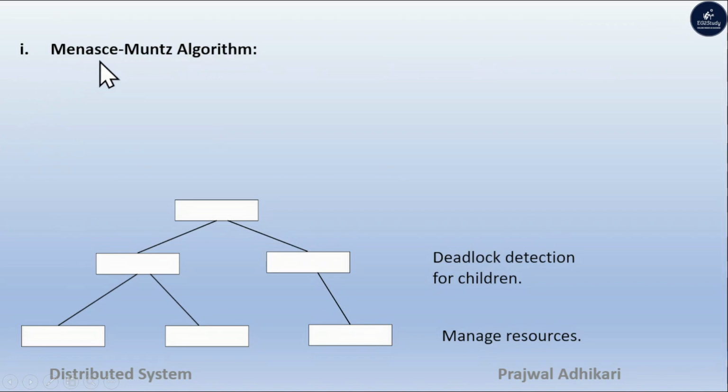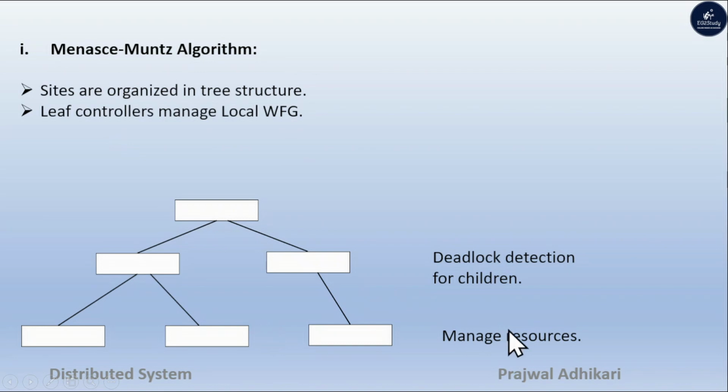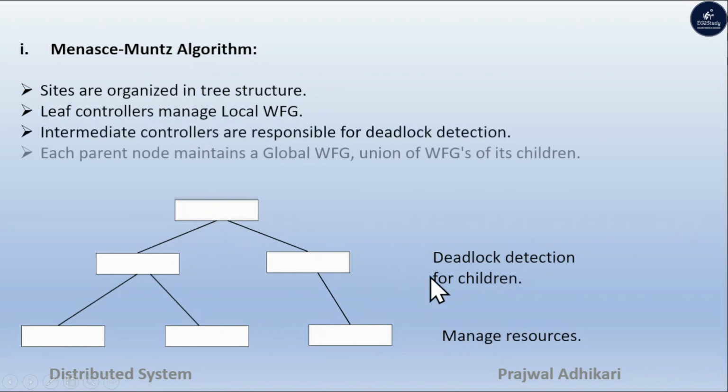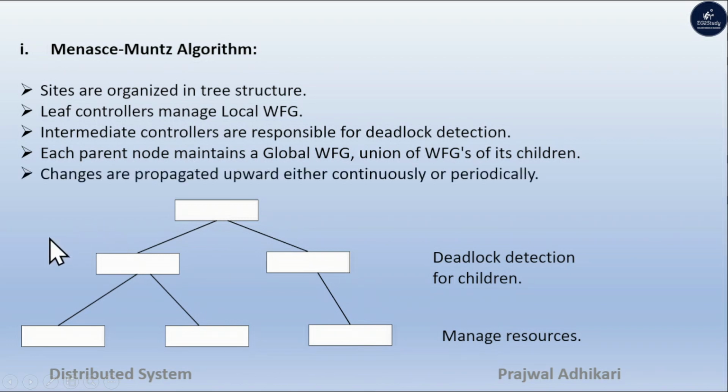At first, the Menasce-Muntz algorithm. In the Menasce-Muntz algorithm, sites are organized in a tree structure. Leaf controllers manage local wait-for graphs. Intermediate controllers are responsible for deadlock detection. Each parent node maintains a global wait-for graph, that is, the union of the wait-for graphs of its children. Changes are propagated upward either continuously or periodically.